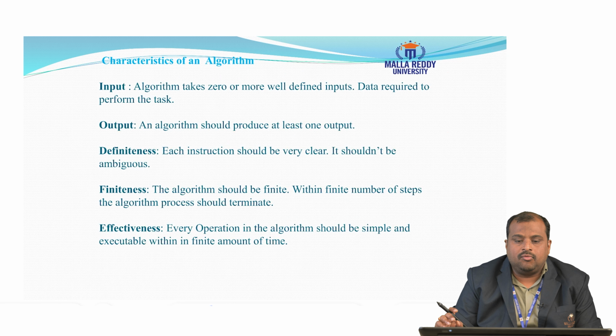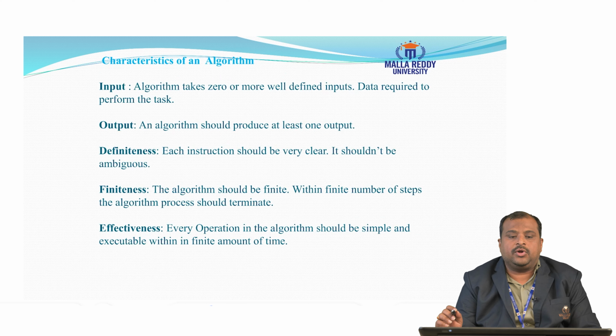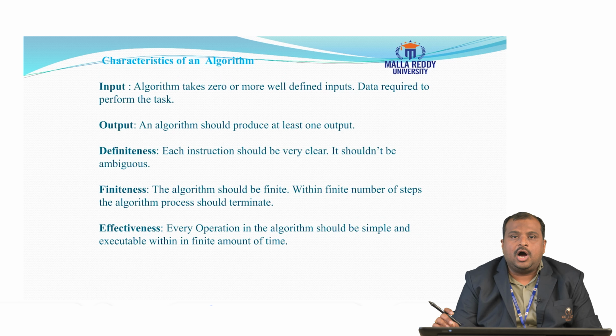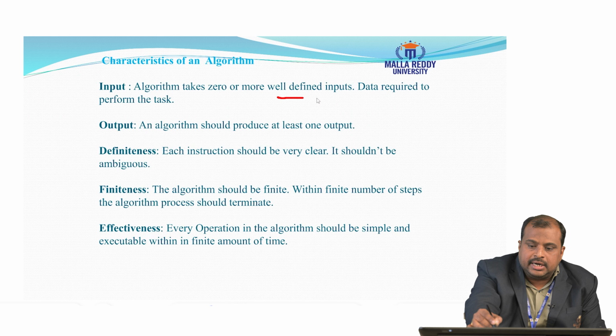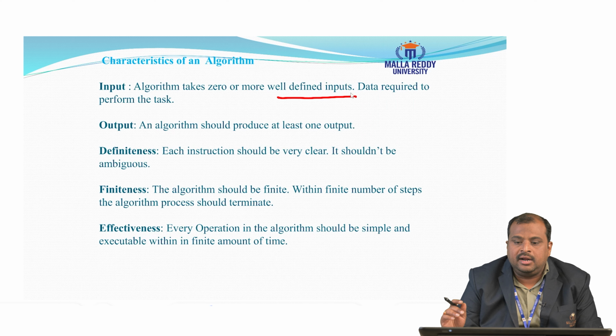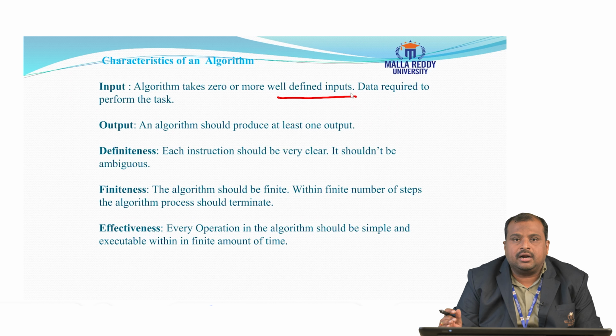Now, what are the characteristics of an algorithm? The characteristics of an algorithm are input, output, definiteness, finiteness, and effectiveness. Input is what type of data has to be determined. For an algorithm, we need to pass zero or more well-defined inputs. Based on the input passed, we expect at least one output, or more than one, to be produced.